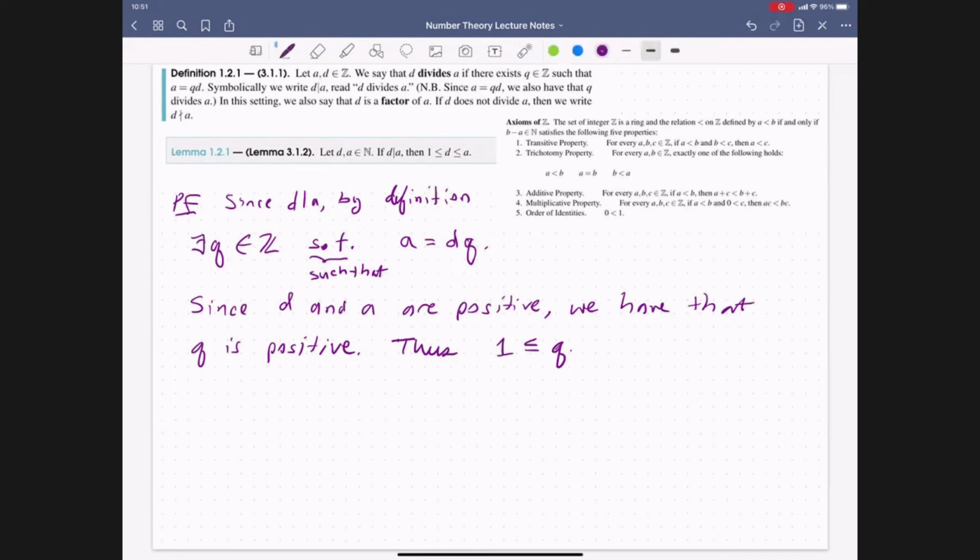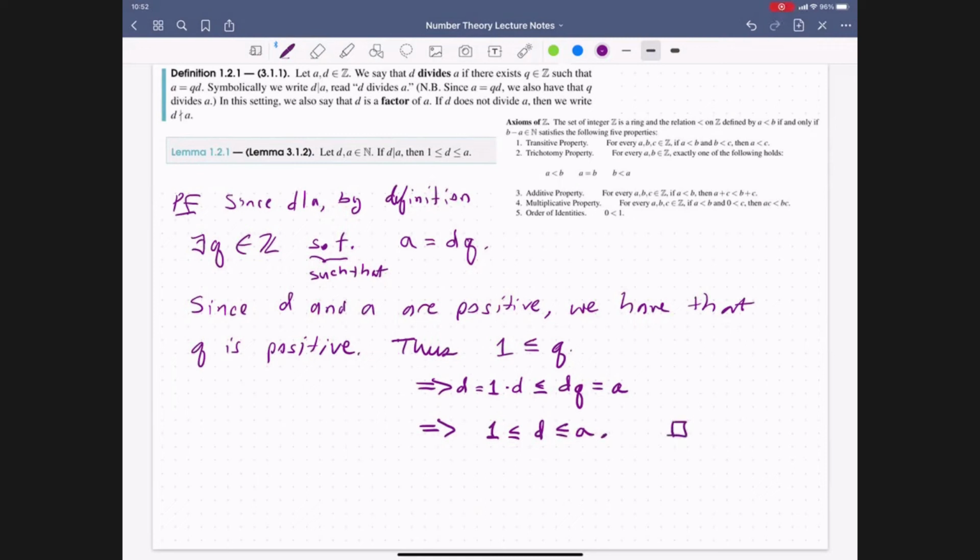So now multiply by D, and we get 1 times D. So of course this is D, is less than or equal to D times Q. But D times Q is A, and so we get our desired answer, because now we have that 1 is less than or equal to D, since it's positive, which is less than or equal to A. And so that concludes this proof. And so now we are done.